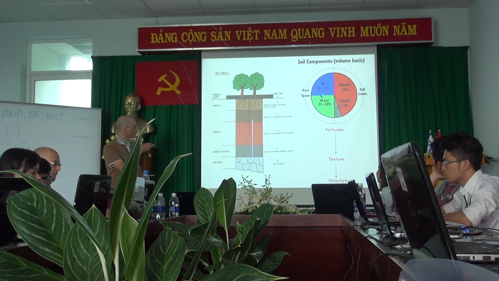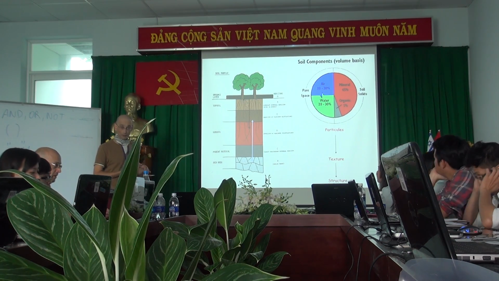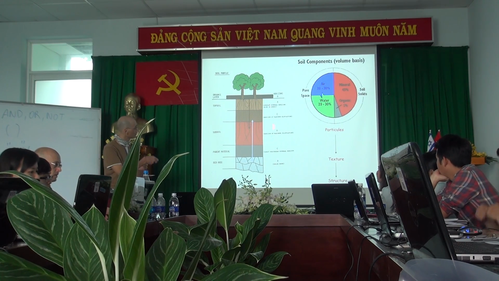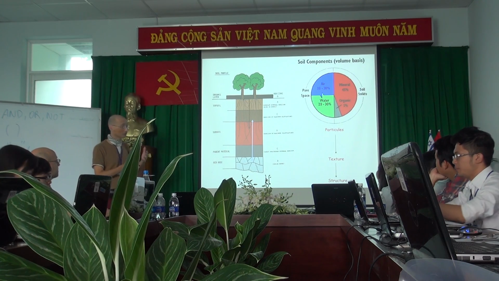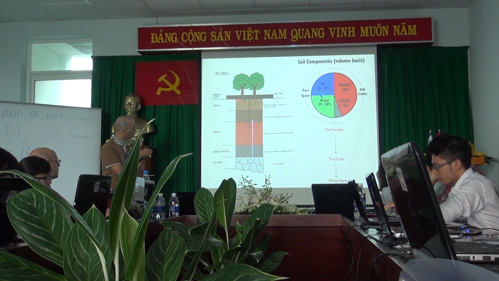Soils are composed of different horizons. So this is a fully developed soil. What we saw in the previous slide changes very much depending upon whether you're looking here at the top soil.